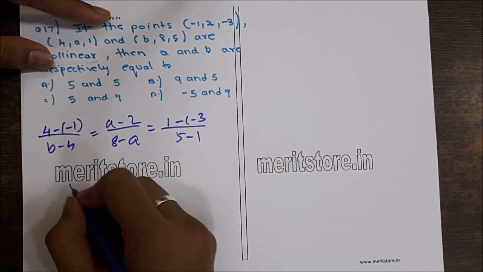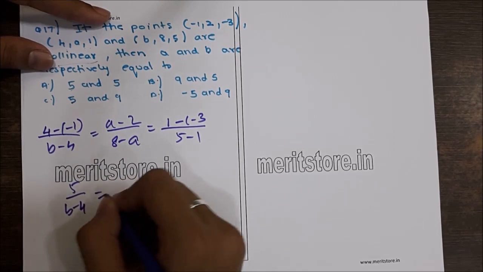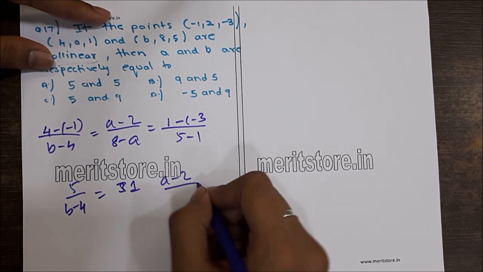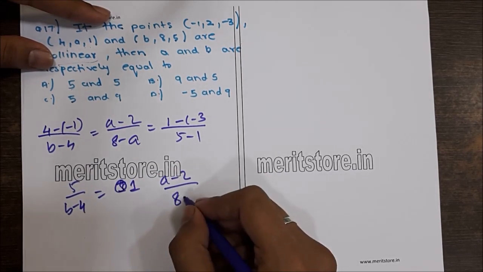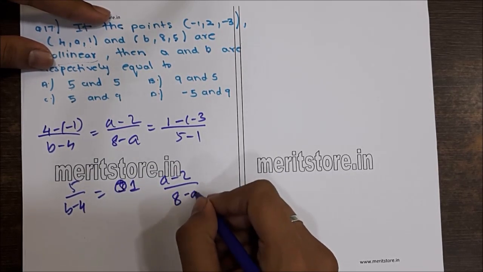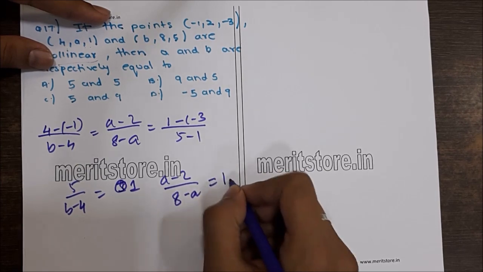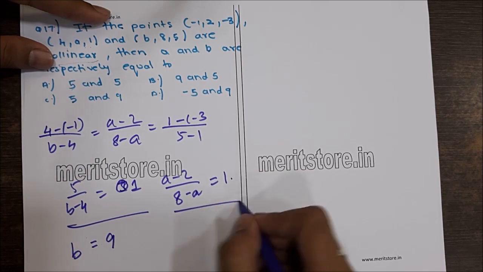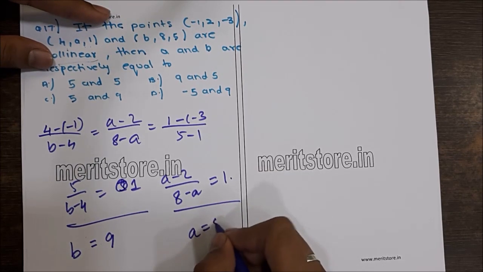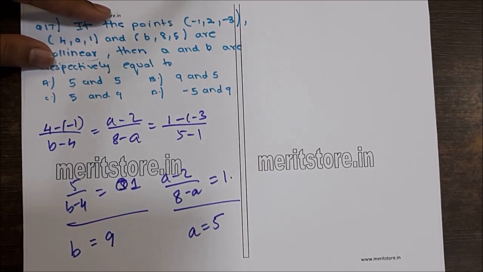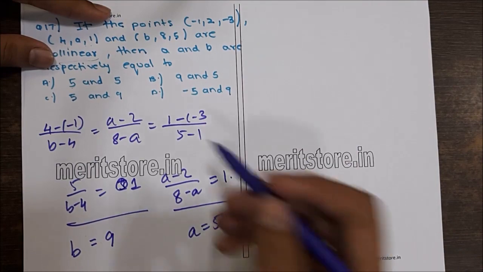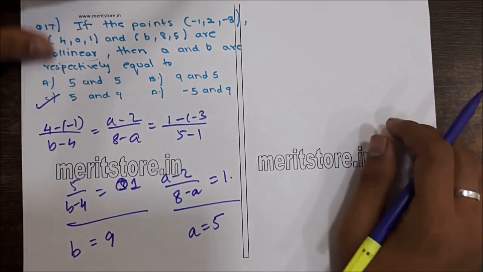So with this we get 5 upon b minus 4 is equal to 1, and a minus 2 upon 8 minus a is equal to 1. So further solving this we would get the value of b as 9, and further solving this we'll get a as 5. So the correct option is 5 and 9. So our correct option is option C.